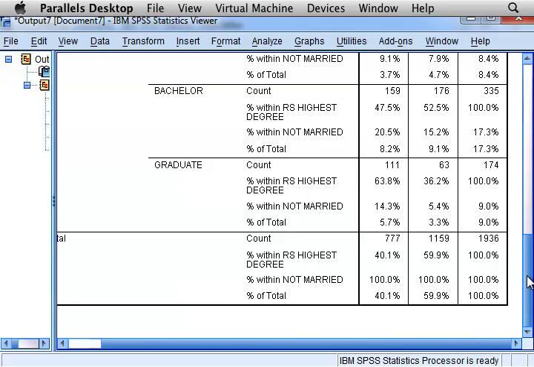If you look down at the bottom, you now have a total across all of the different categories of schooling, and now you can see that there are 777 people who were single, 1,159 people who were married. Similar breakdown to what we saw in the univariate analysis. Here you can also see, sorry, this is still the row percentage, so this is the total number of people, and this is the same percentage as we saw before.